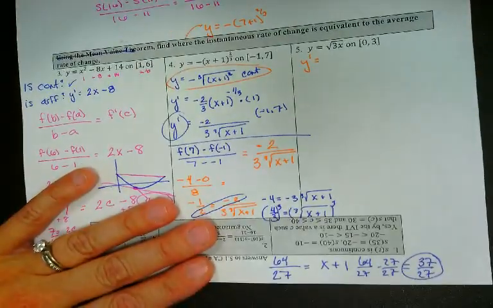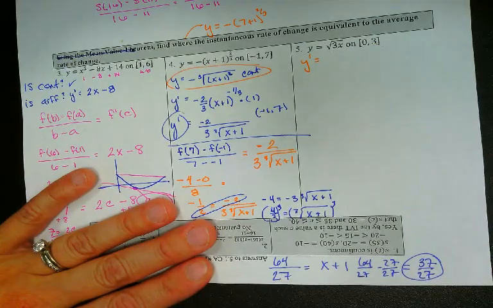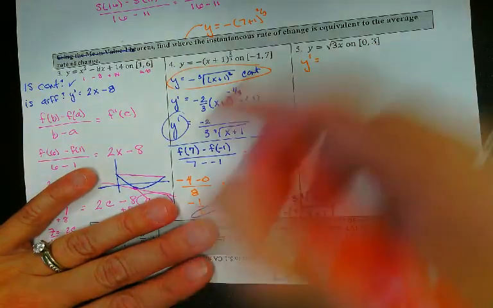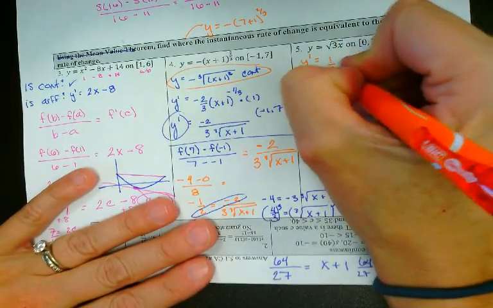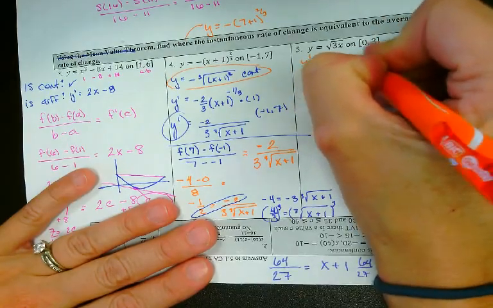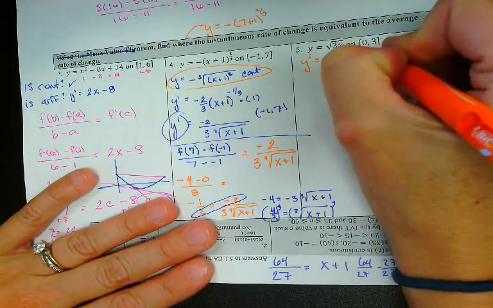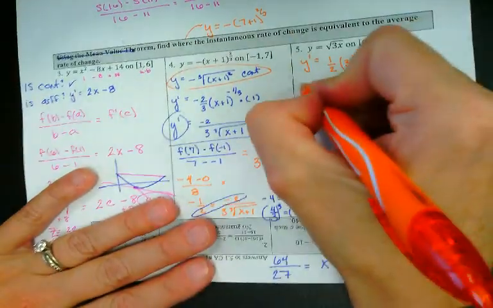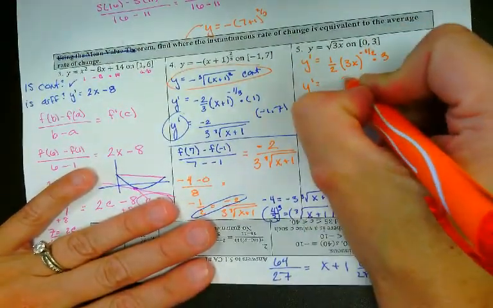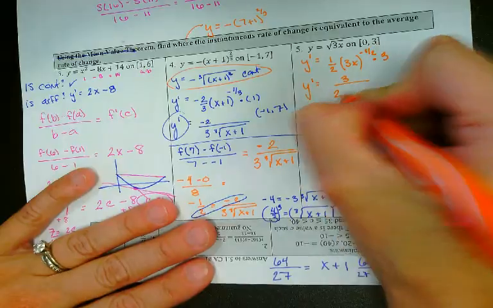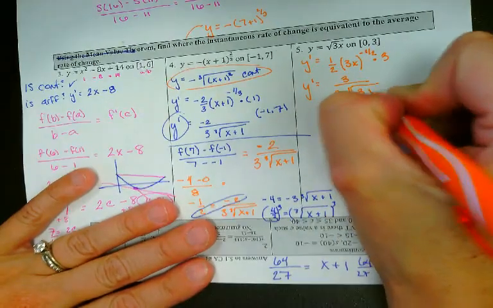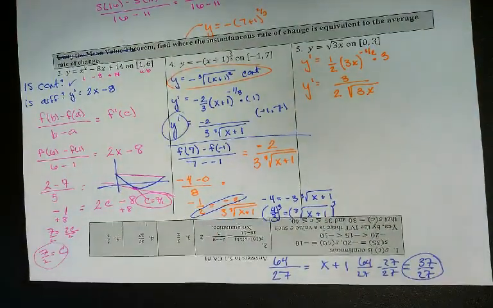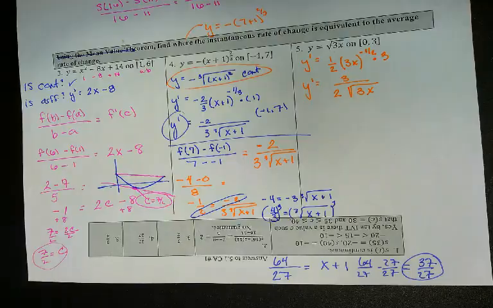What rule are we using for the derivative? Chain rule. So I have 1/2, keep the inside, so the negative 1/2, times the derivative of the inside, so times 3. And again, I'm going to rewrite it. So that's 3 over 2 square root of 3x. Does that sound right to everyone?